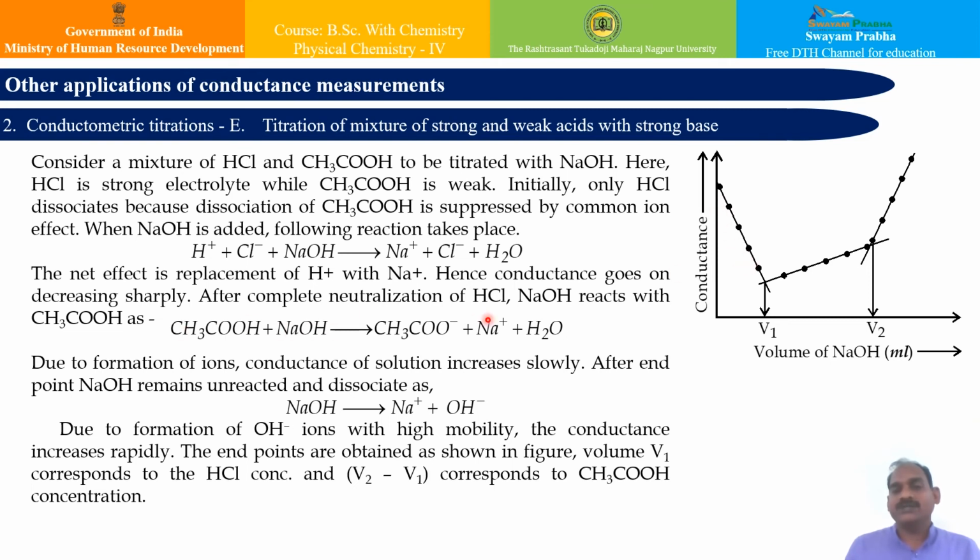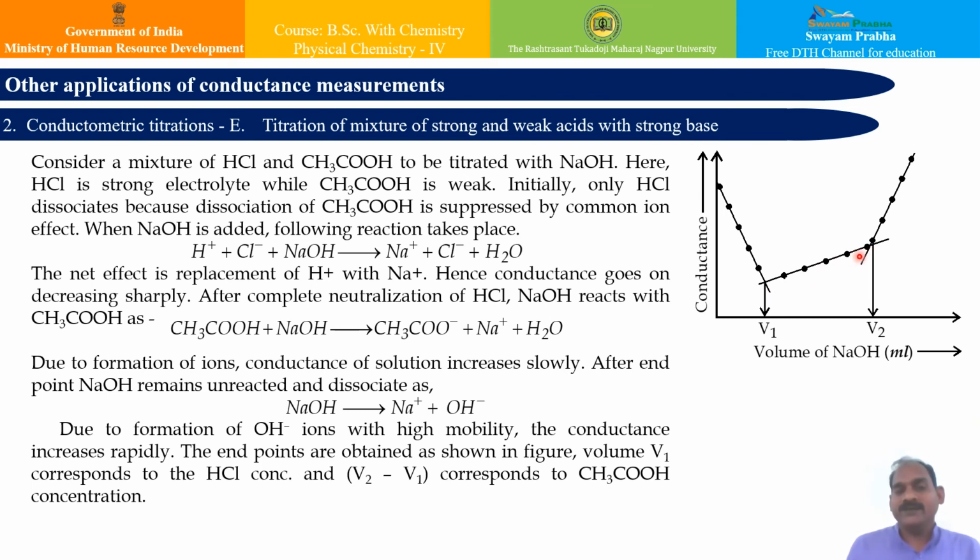After complete neutralization of HCl, NaOH reacts with acetic acid. Once the HCl is reacted, the NaOH reacts with acetic acid in this form: CH3COOH + NaOH gives CH3COO- + Na+ and H2O. Now in this case, due to the formation of ions, the conductance of the solution increases slowly. You can see along this line.